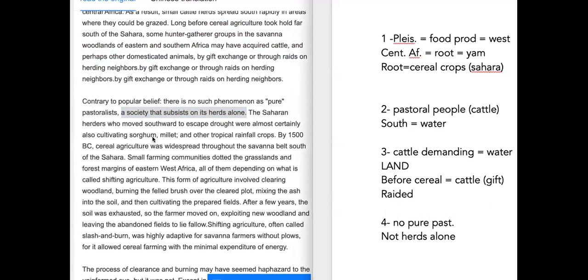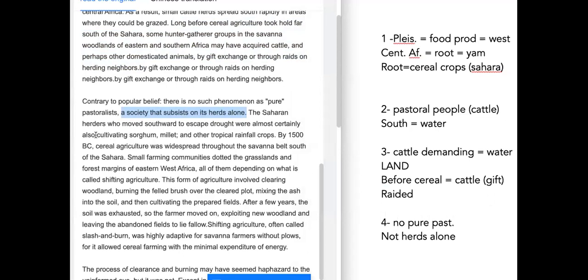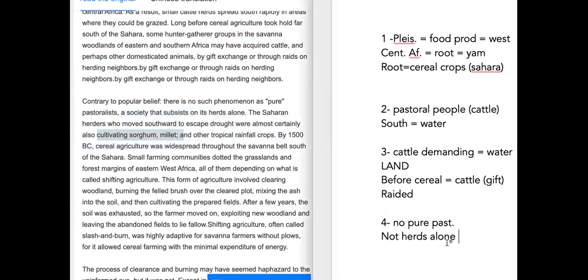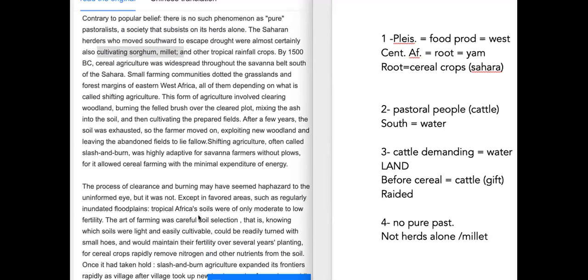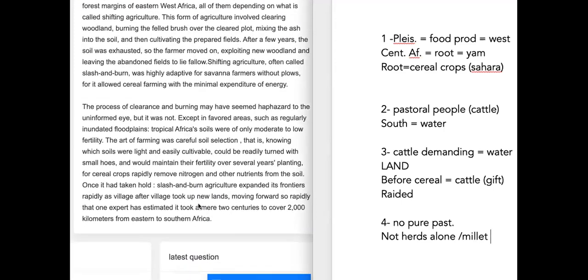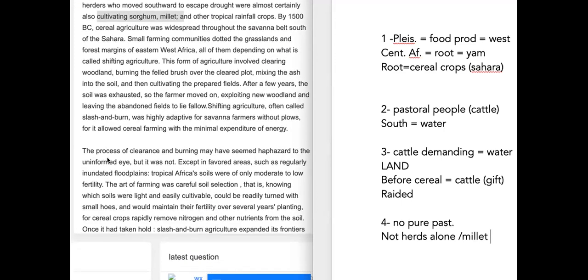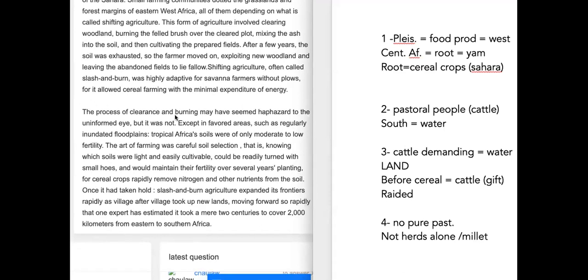They cultivated these other things, right? Cultivating sorghum, millet. So I'll just write millet, right? Then I'm going to go on to the next paragraph. Boom, boom, boom. Last paragraph. Cool. The process of clearance and burning.